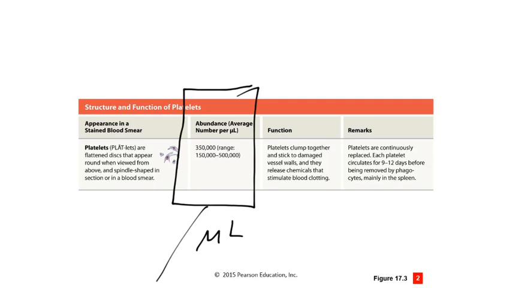Again, they're going to get sticky and clump together when there's damage to the blood vessels, and this is going to lead to blood clotting. They're only going to last for about 9 to 12 days. I usually say around 10 days. So around 10 days or so, they're constantly being replaced. They're going to be broken down by phagocytosis in the spleen.